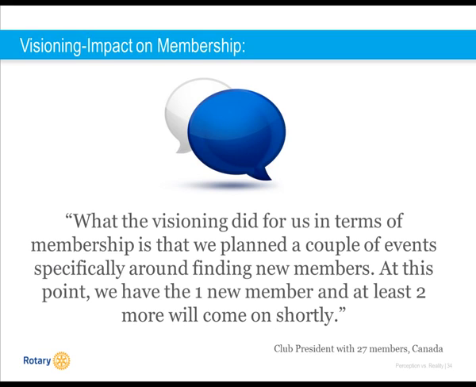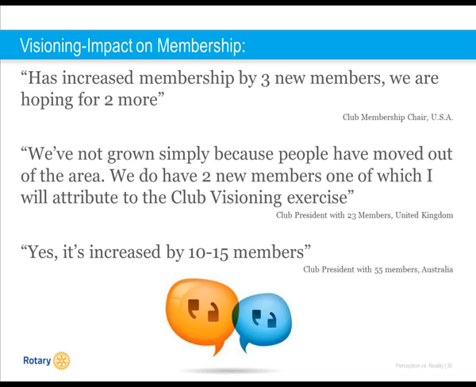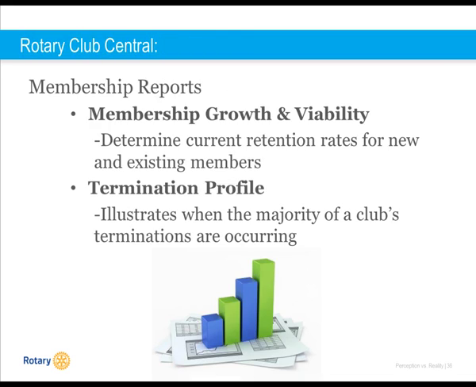But as this next slide indicates, increasing membership by 3 new members and adding a couple more. And yes, it's increased by 10 to 15 members, and there's a club of 55 members down under in Australia. But looking at the United Kingdom segment, we do have 2 new members and attribute the plan as a component for that success. So as we look forward into how we are viewing these types of quotes, we are seeing the opportunity and the optimism of where the planning process has demonstrated success.